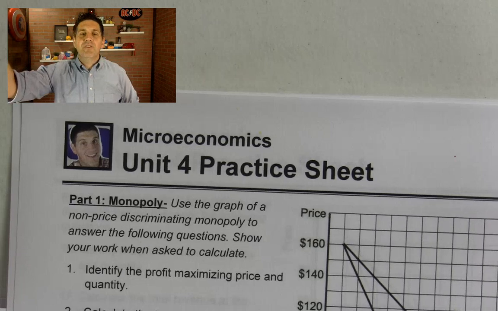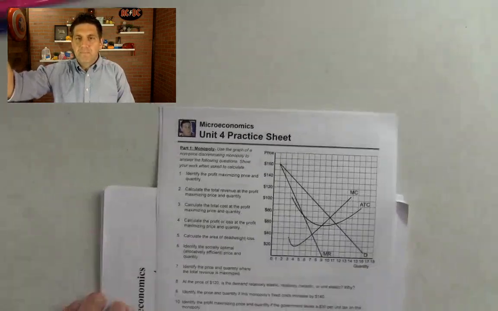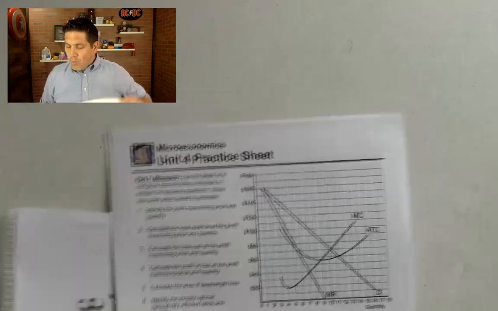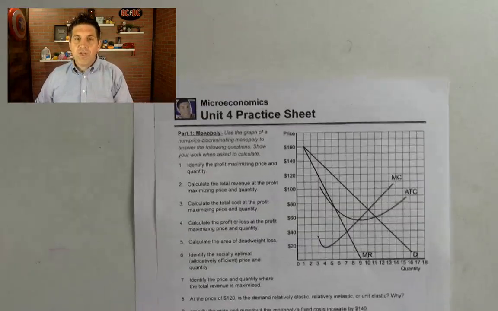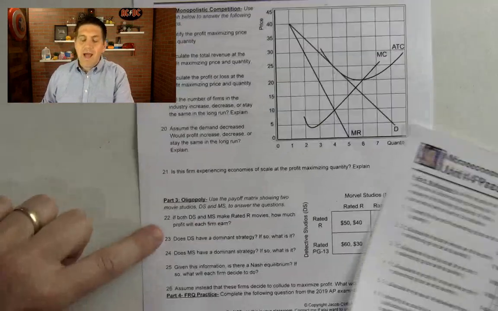All right. We're starting off with this practice sheet. Let me zoom out so you can see what we're doing. So big picture so you understand what's happening here. We've got monopoly for these first questions, and then it jumps into monopolistic competition, and ends off with oligopoly and game theory.